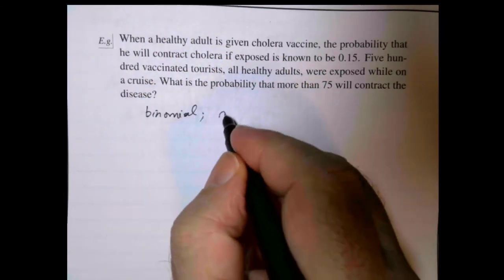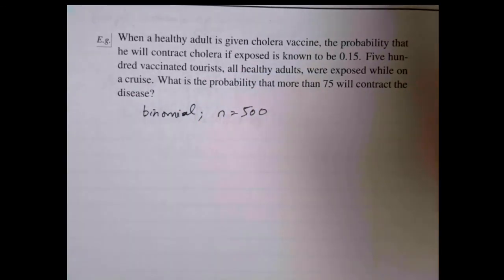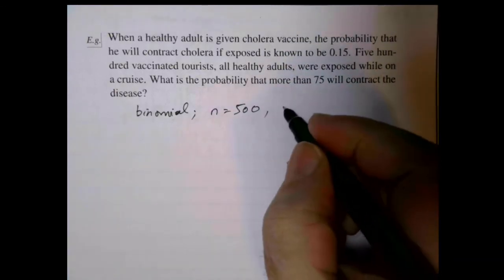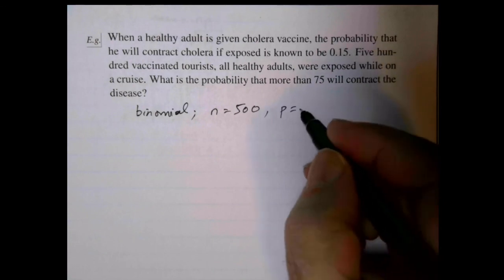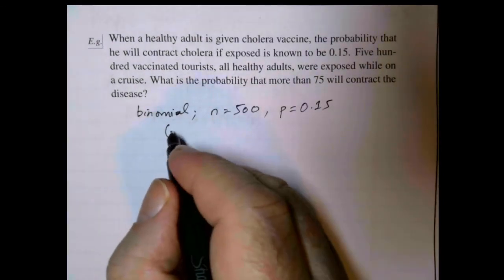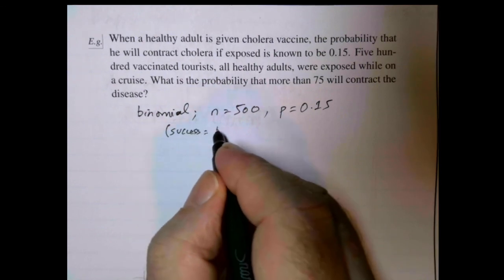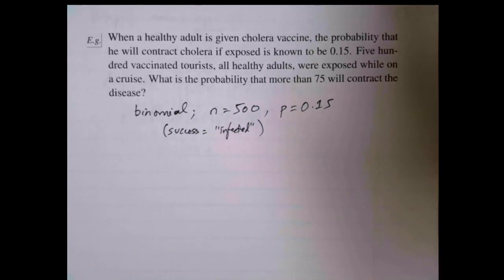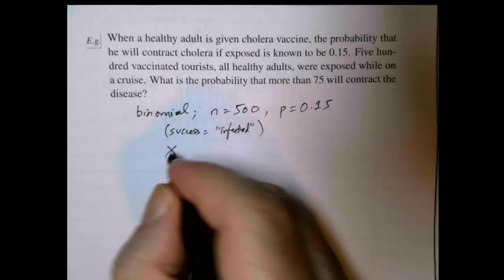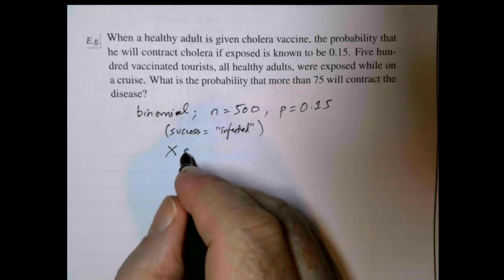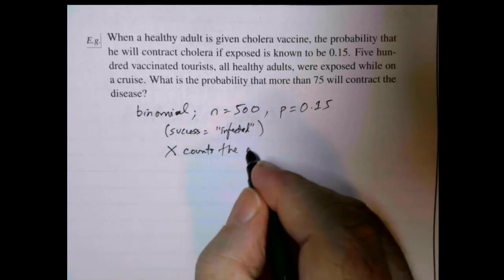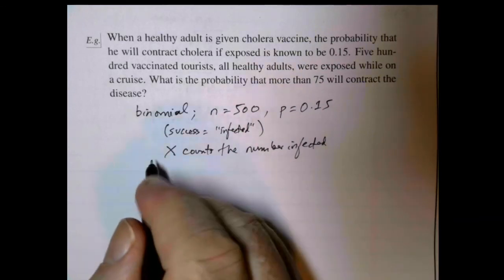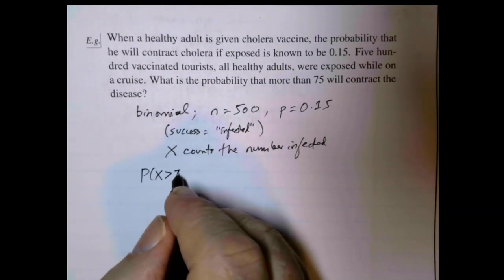Right? We have n equal 500. We think of testing each tourist and seeing whether the test comes out infected or not infected. And we know that the probability of success, we're going to call it success, is 0.15. I mean, writing that means that success is infected, even though that's a pretty funny thing to consider success. In this case, remember the random variable x counts the number of successes, so x counts the number infected. And we're asked, what's the probability that x is greater than 75?